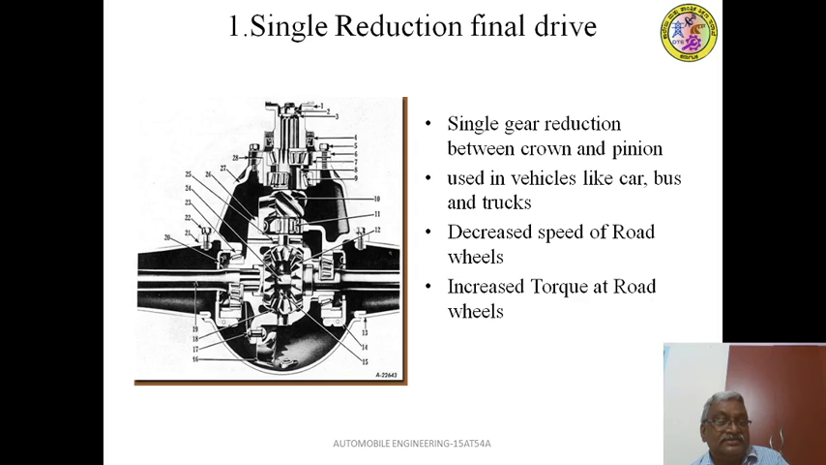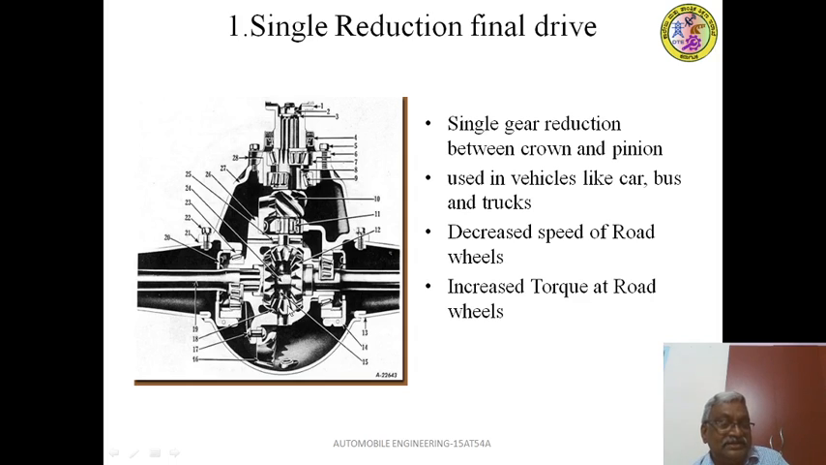Next, this crown wheel has a differential cage. In this differential cage, two sun gears are provided, each on a half shaft. They are splined to the respective half shaft. The left sun wheel is splined to the left half shaft, and the right sun wheel is splined to the right half shaft. And in between, the planetary pinions are mounted on pins in the cage.